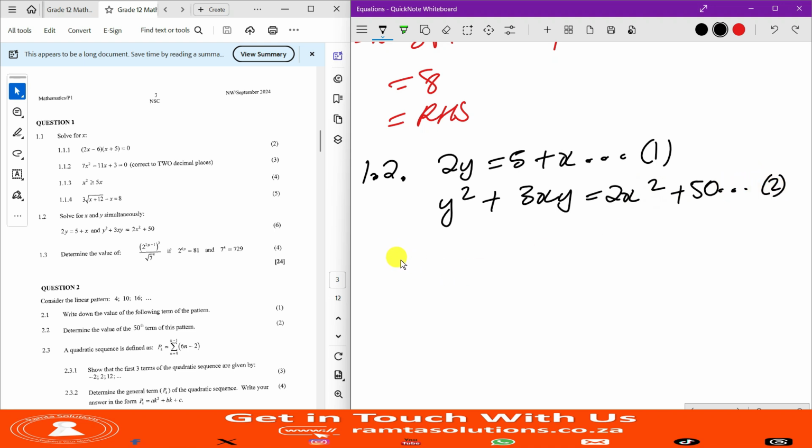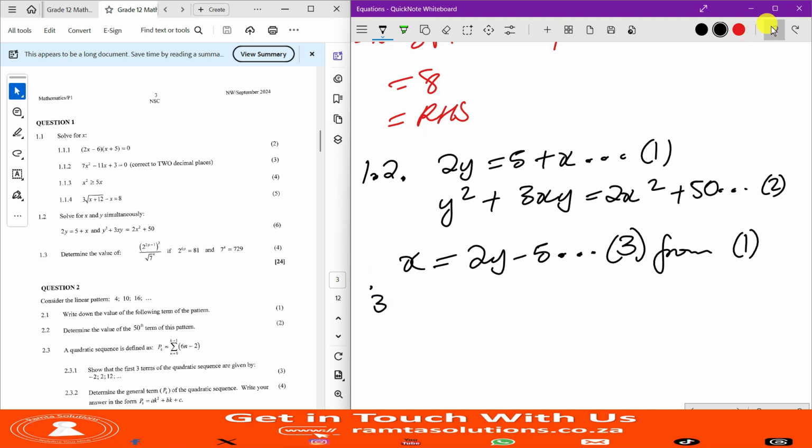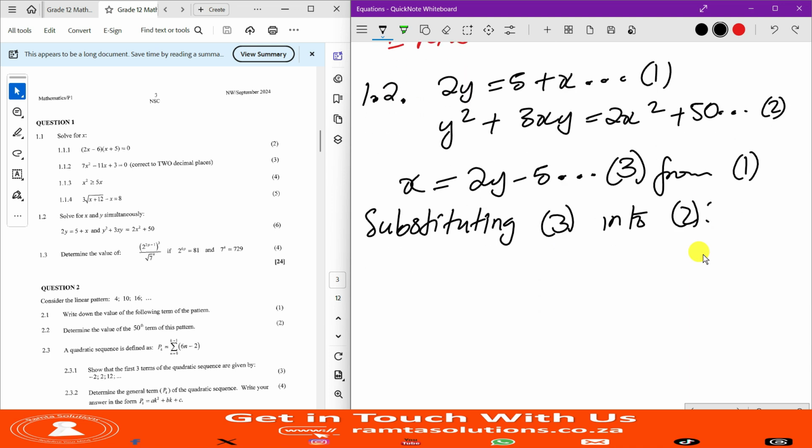So I will say here we have x equals 2y minus 5. This is equation 3 from equation 1. Now you substitute equation 3. I know there are those that are not getting this question right. Substituting equation 3 into equation 2, meaning into the equation that you didn't use for equation 3. So where there's x in equation 2, you're going to put 2y minus 5.